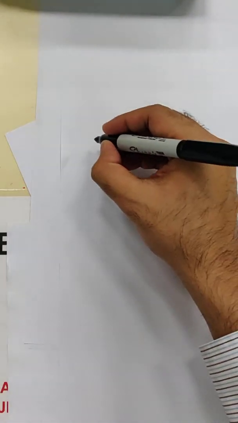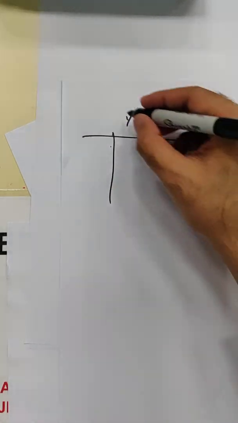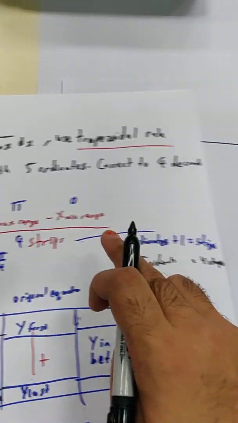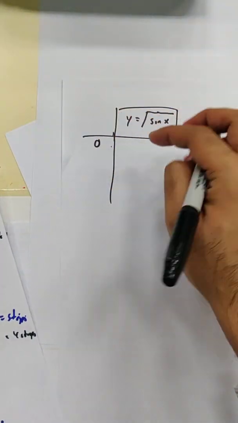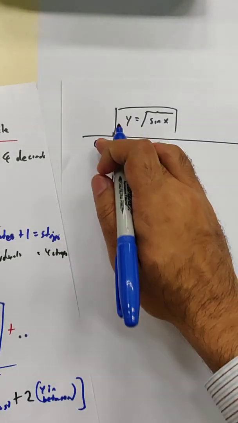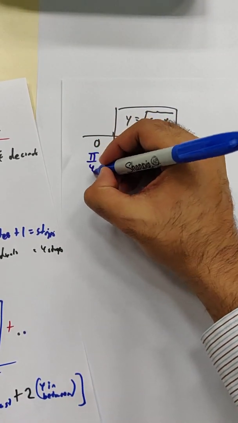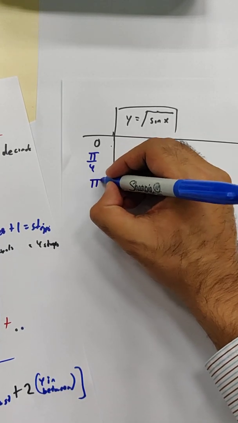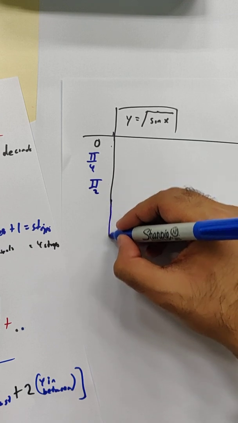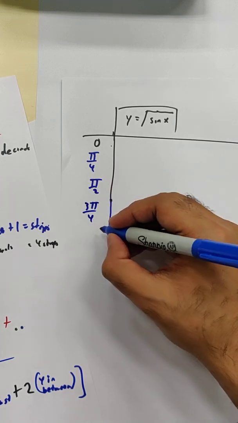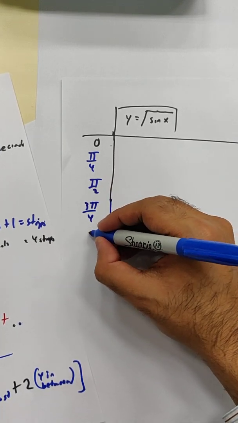You can put y equal, not a problem. So you start with your x min is 0, and then you plus h. H we got pi over 4. So we got ourselves pi over 4 over here. Plus pi over 4 again should get you pi over 2. Plus pi over 4 again give you 3 pi over 4. Plus pi over 4 again give you pi.